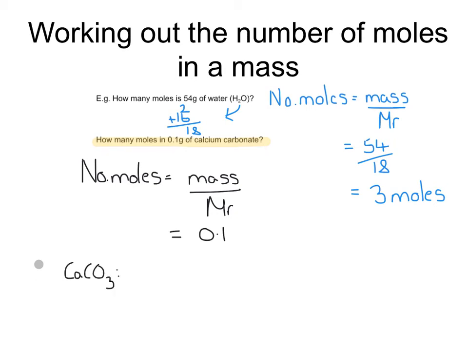If I work out its MR, calcium's top number is 40, carbon's top number is 12, oxygen's top number is 16, but there are 3 of them, so 48. When I add that all together, I find that it adds up to 100. So the mass of 1 mole of this calcium carbonate is 100. 0.1 divided by 100 is 0.001. So in this 0.1 grams of calcium carbonate, we have 0.001 moles.